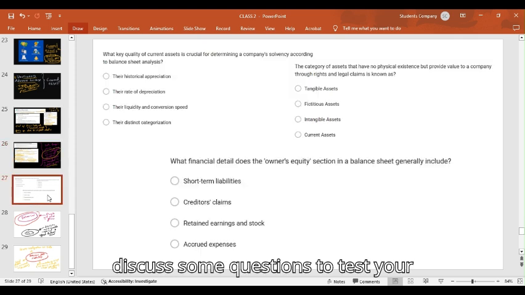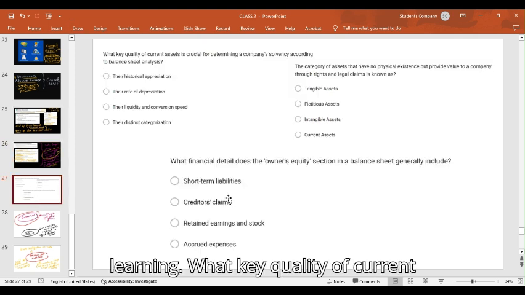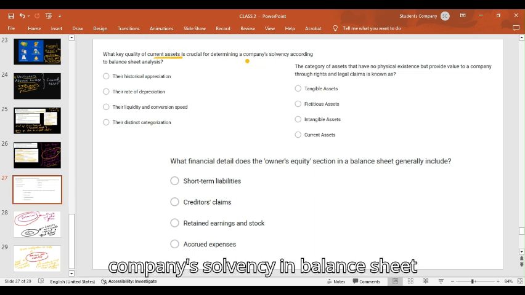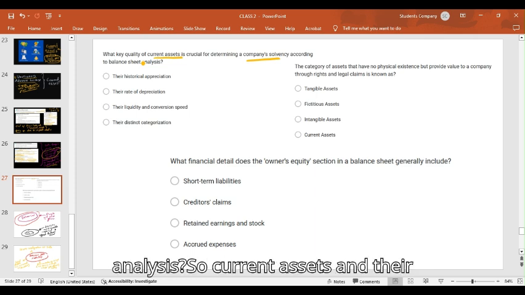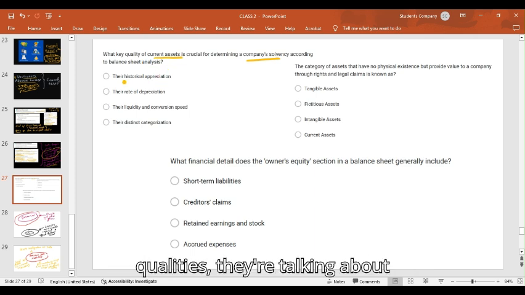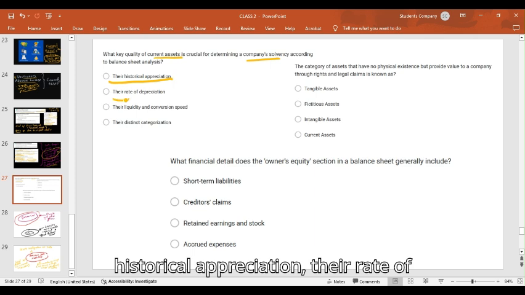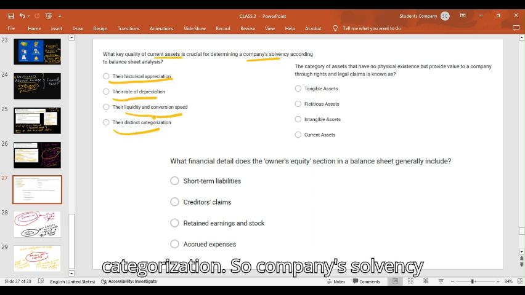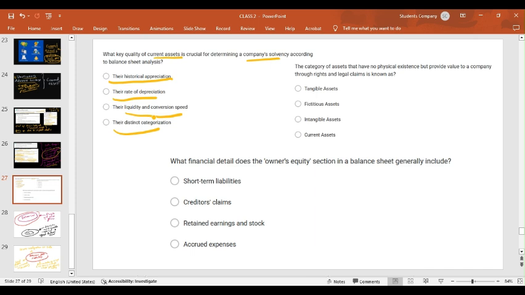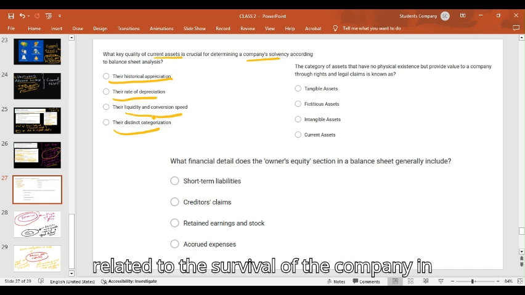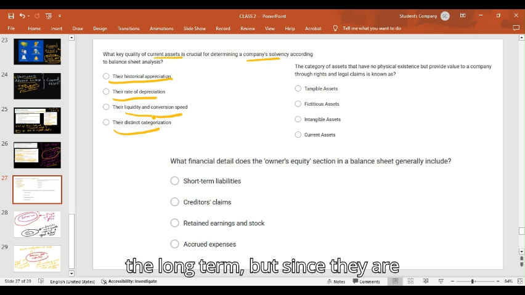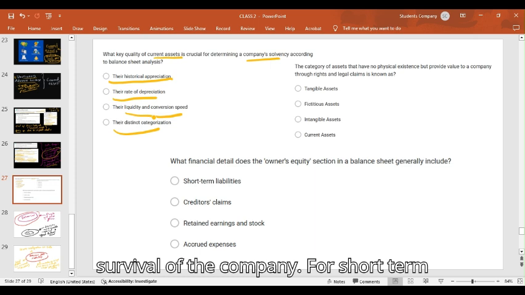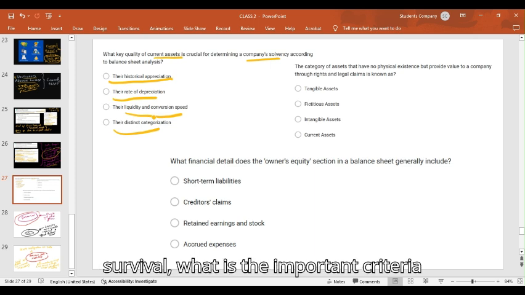Now, let's discuss some questions to test your learning. What key quality of current assets is crucial for determining a company's solvency in balance sheet analysis? The options talk about historical appreciation, rate of depreciation, liquidity and conversion speed, and distinct categorization. Company's solvency, as we discussed last time, is related to the survival of the company in the long term. But since they are mentioning current assets, we are assuming it is related to the short-term survival of the company. For short-term survival, what is the important criterion?